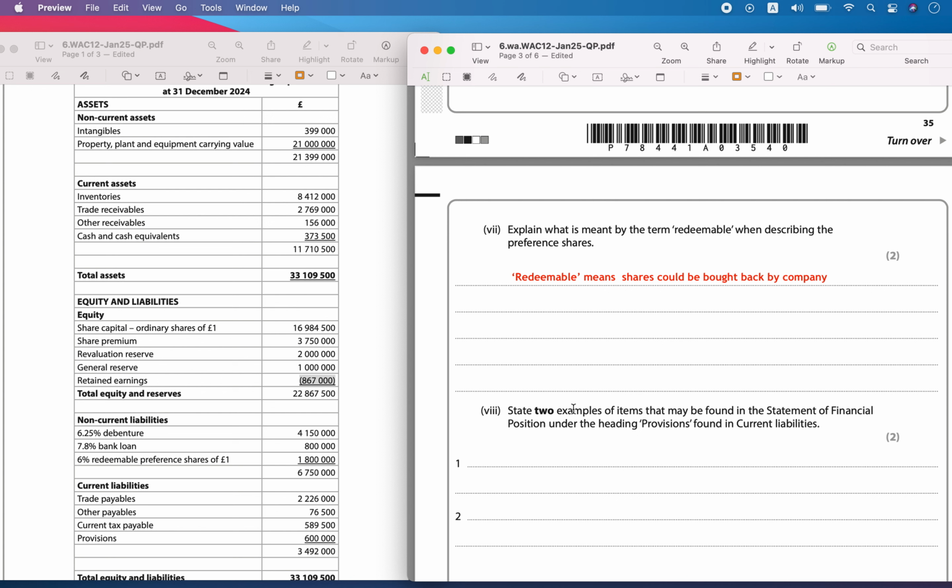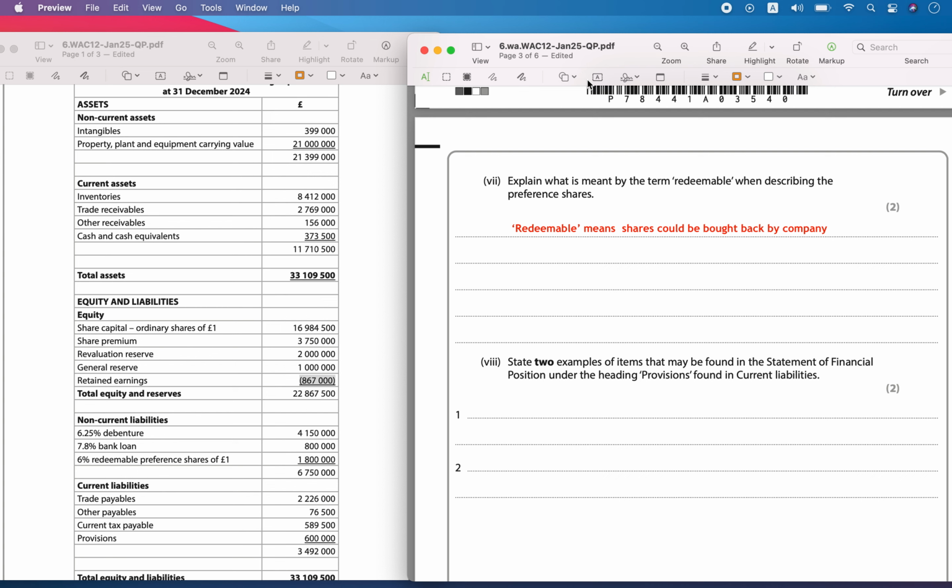Now the next one is part 8. State 2 examples of items that may be found in the statement of financial position under the heading provisions. Provisions are found in the current liabilities. If I find something under provisions in the current liabilities, what does that mean? Here I am making some provisions for liabilities. For example, there is the cost of a lawsuit, or the damages to be paid.